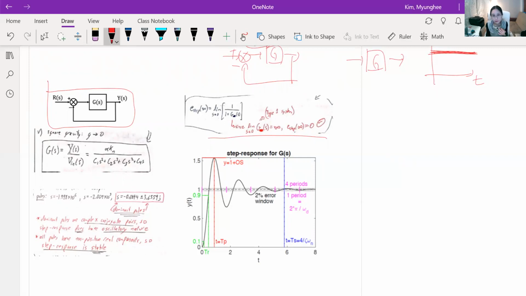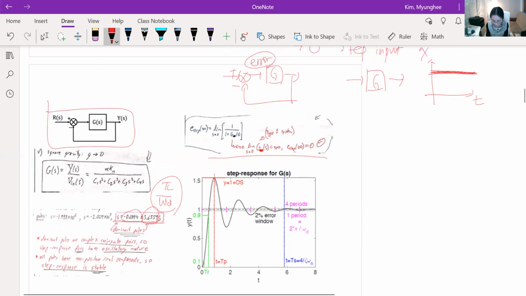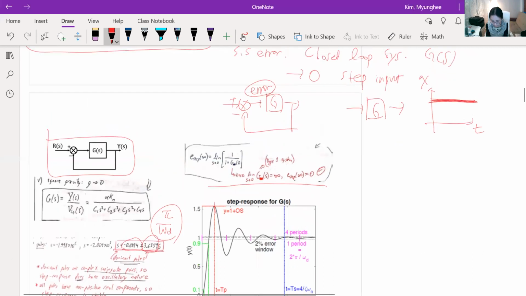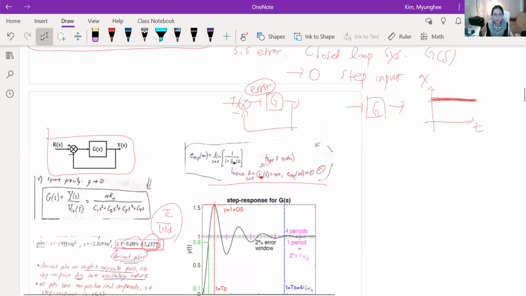And of course, if you do block diagram reduction, and if you look at the pole location, you can predict the peak time, which is using omega d, and the settling time using 4 over zeta omega n. And almost that's it for this.